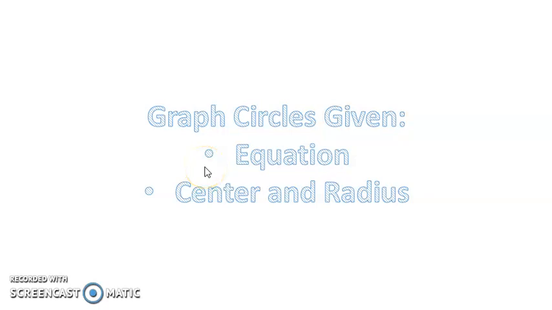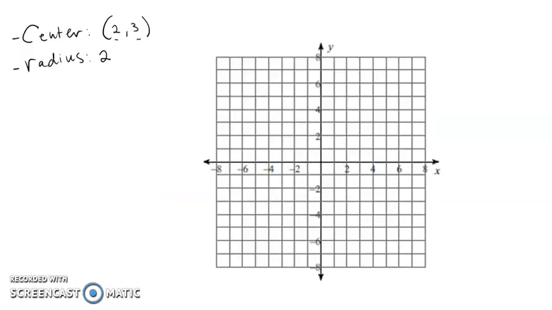Alright, so in this video I'm going to show you how to graph a circle when given the center and radius, and when given just the equation. So center and radius, and then the equation. The first one, let's say we are given the center and the radius. This one's very straightforward. We don't have to find anything. We just need to plot and then graph.